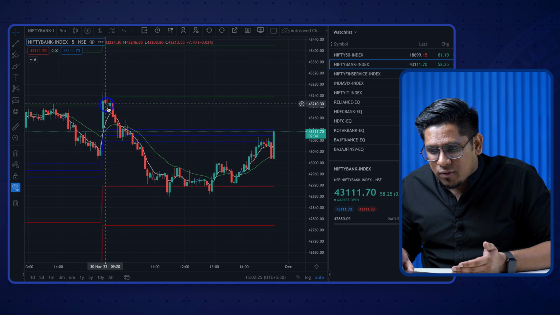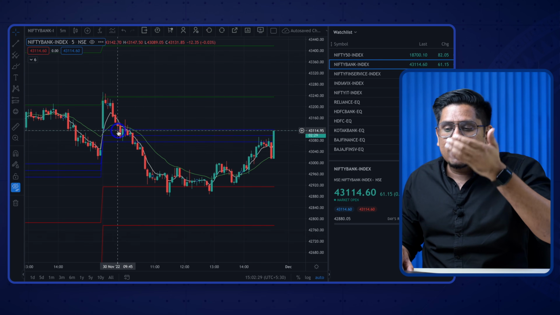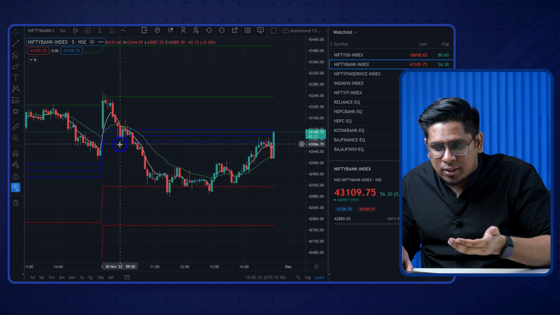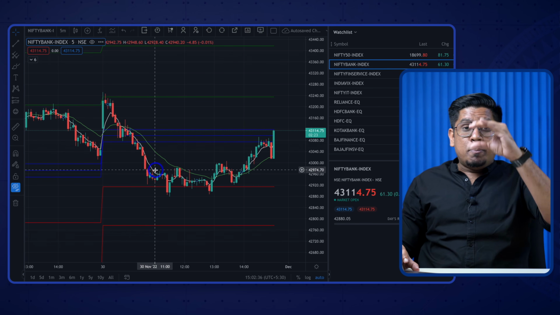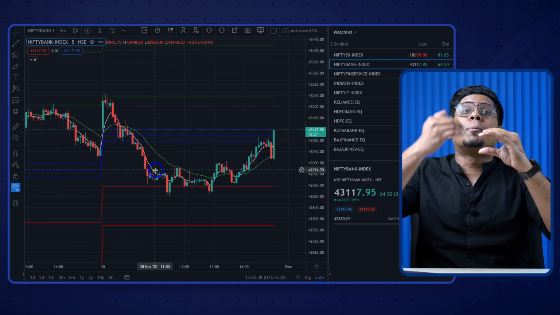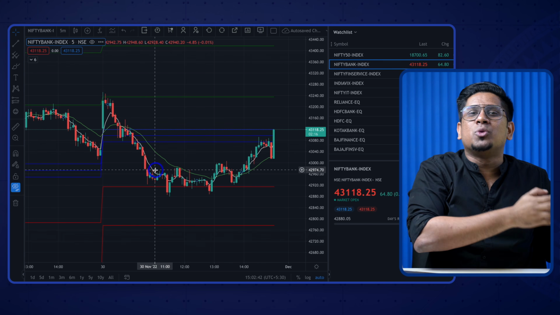And just like in the morning when it was coming down from the top, the central pivot range tried to act as a support. See, it tried to act as a support. It tried to move up again, but then it was eventually broken. So the CPR zone itself will act as a support and resistance. On top of that, you have R1, R2, R3 and S1, S2, S3.